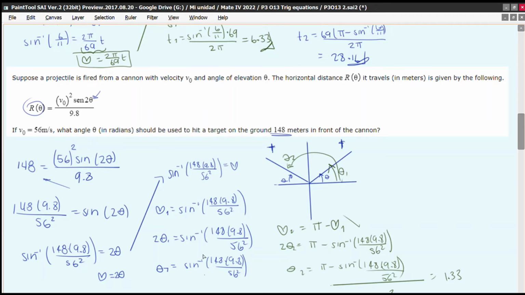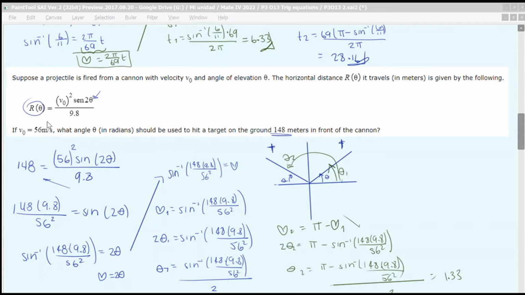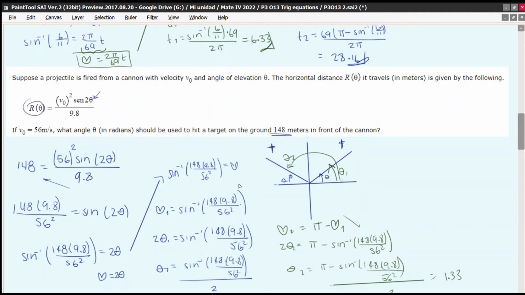So my solution over 2, and let's see if I plug this into the calculator. 0.24. So these are my possible solutions.